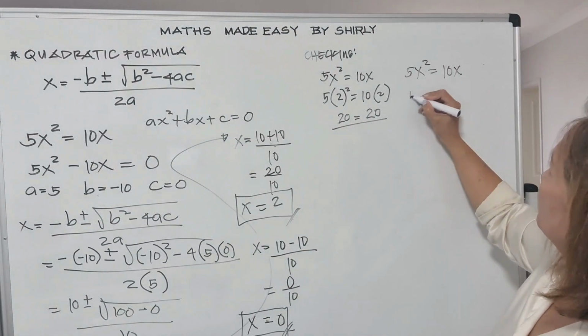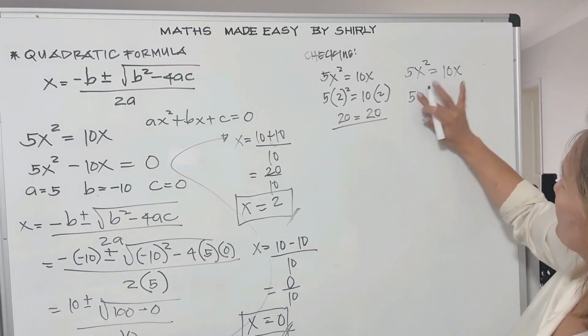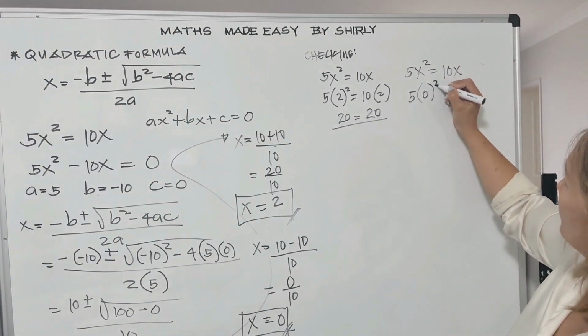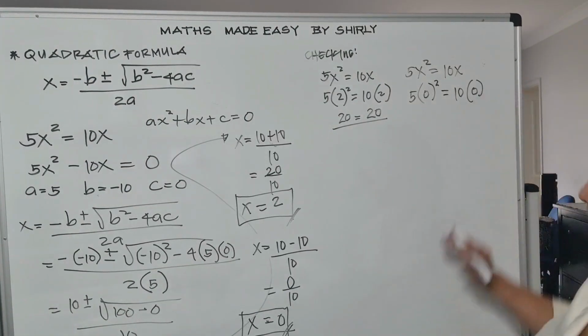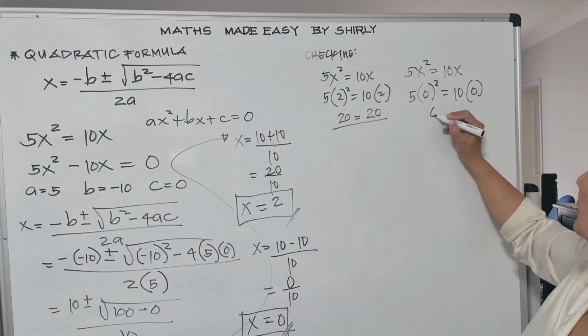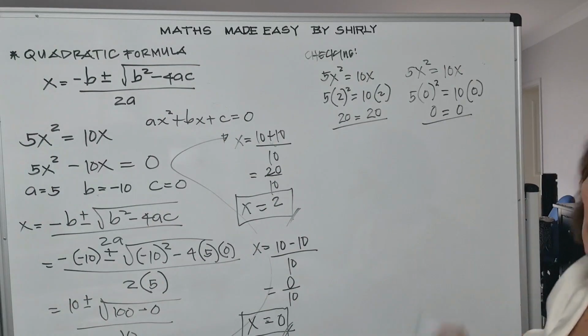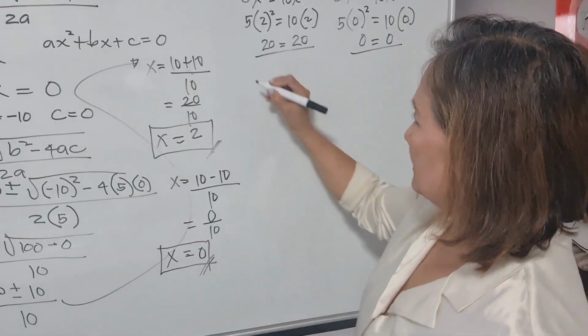Okay, so 5x, the value of x is 0. 0 squared equals 10 times 0. 0 squared is still 0 times 5 is 0. 10 times 0 is 0. Therefore, the value. Okay, let's proceed to the next problem.